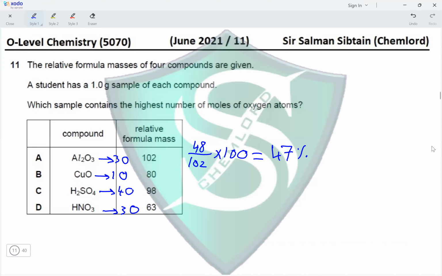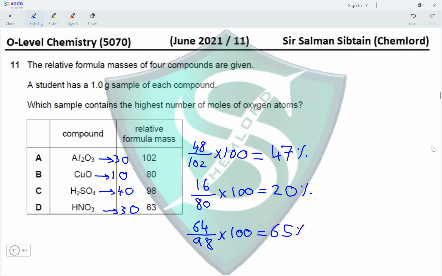Now for B, it would be 1 mole of oxygen, so 16 over its Mr of 80, times 100. This will give us a percentage of 20%. For the third one, it would be 4 oxygen, so 16 times 4 is 64. 64 over 98 times 100 would give us a percentage of 65.